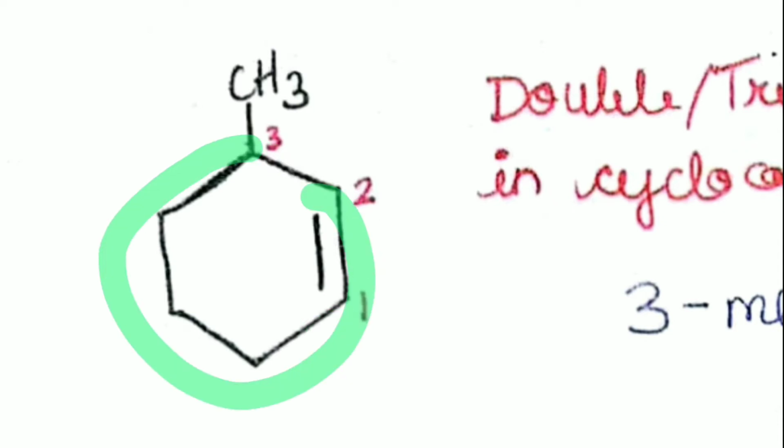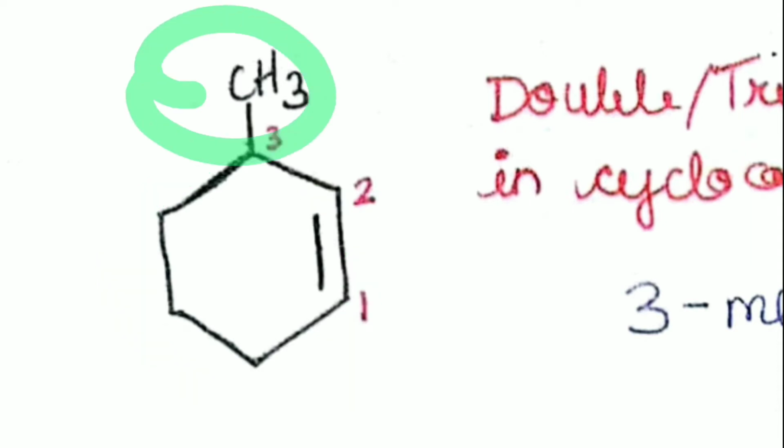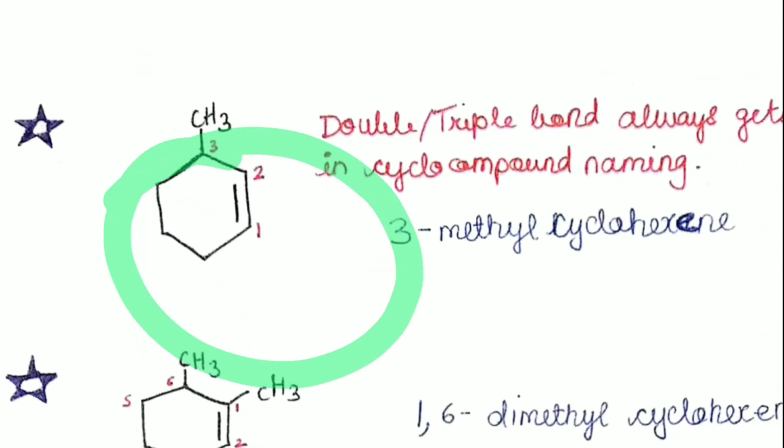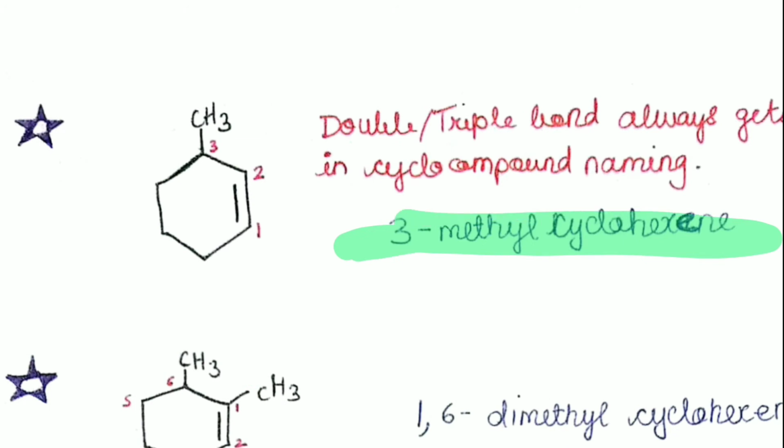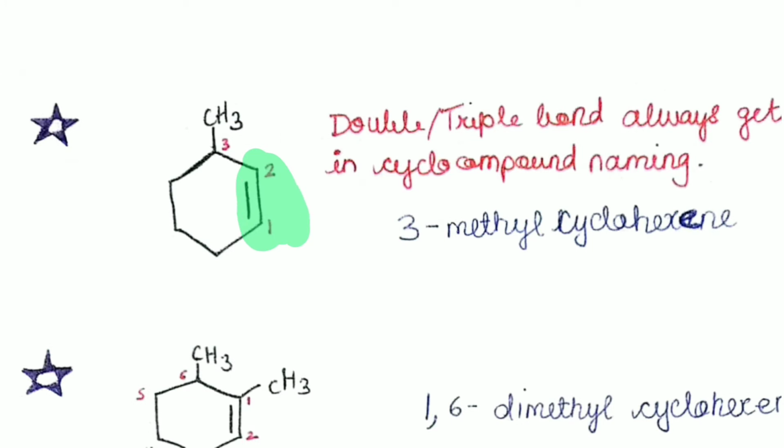Okay, guys? So what will the name of this compound be? It will be 3-methyl cyclohexene. That's the name of this compound, guys. And we are not mentioning cyclohex 1, 2 ene because it's understood that the double bond will get 1, 2 locant for sure.